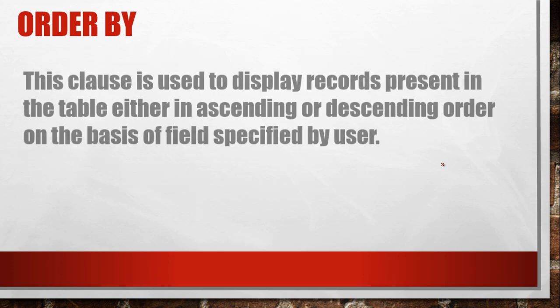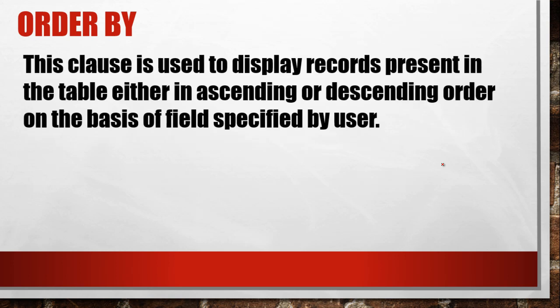Now what is the purpose of this order by clause? Basically this order by clause is used to arrange the records present in your table either in ascending or descending order on the basis of the field specified by the user. It is written that this clause is used to display records present in the table either in ascending or descending order on the basis of a field specified by the user. So with the help of this command we can see the records present in my table in either ascending or descending order on the basis of a particular field.